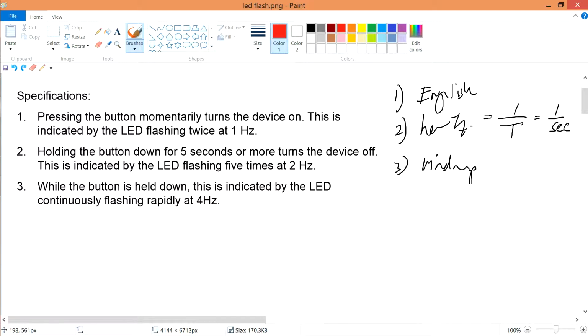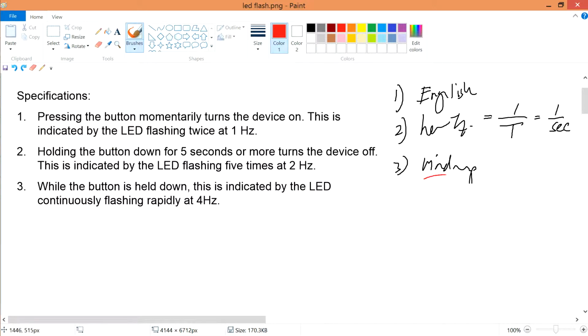Next, while the button is held down, this is indicated by the LED continuously flashing rapidly at 4 Hz. This comes from nowhere. When the button is held down, the LED is flashing. Then where does it go? This is actually the middle part of your mind map. So you see that the English itself comes into play, because you need to decipher the language of how they write it.